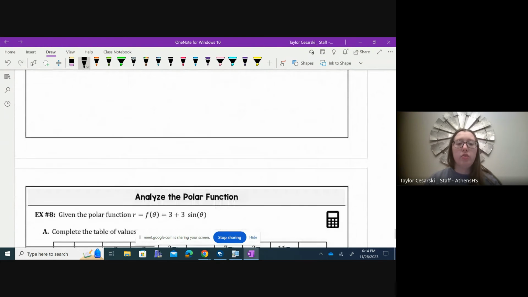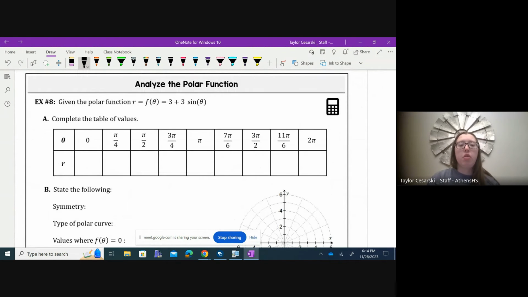Now let's go to this page where we do all the things. So we have this 3 plus 3 sine of theta. That's going to be a cardioid. It's going to look like a heart. Take a second, pause it, try to fill out your table of values. If you need to use a calculator to get the decimal approximations, that's fine for some of these, just so we can see what's happening.